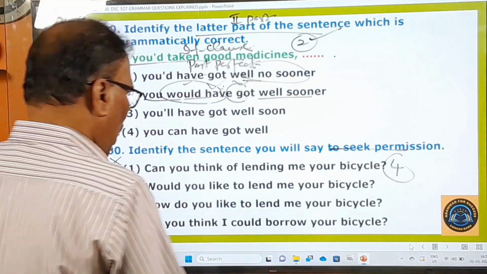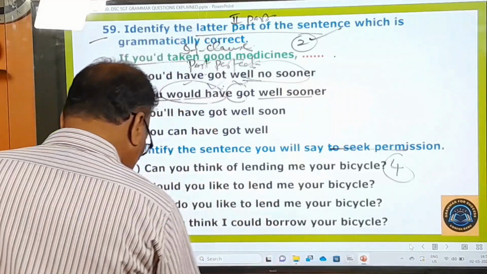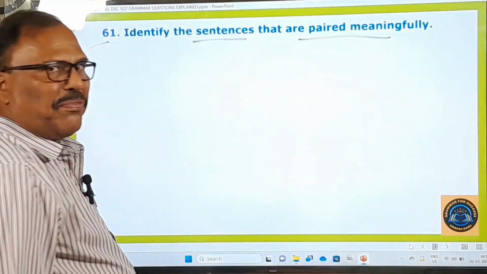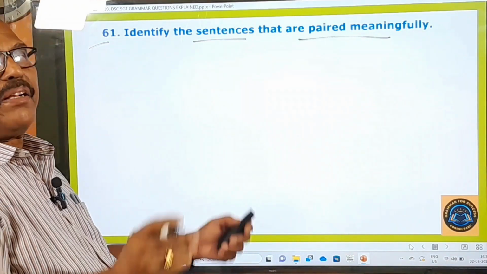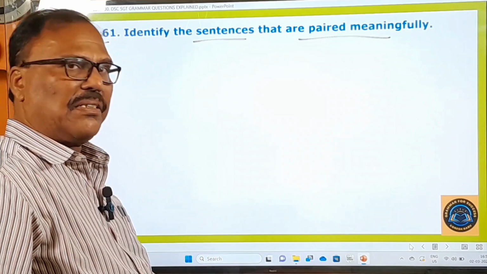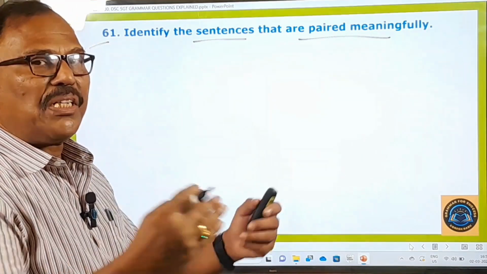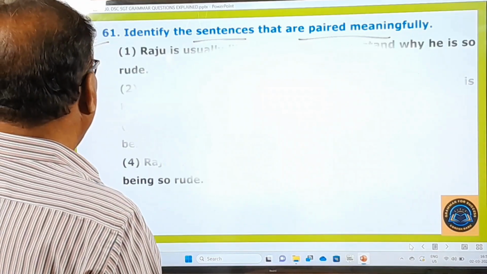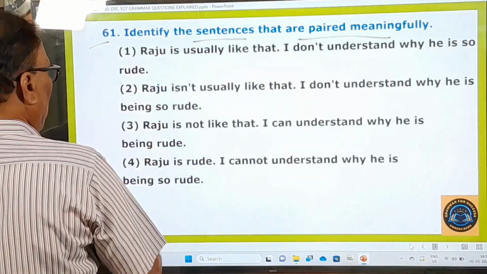Right. And now let's move on to the other questions. 61st question. Identify the sentences that are paired meaningfully. Meaningfully paired sentences. So we have to choose the right option in which the two sentences are paired meaningfully. And what are the options? Let us look at them. So here these are the options.